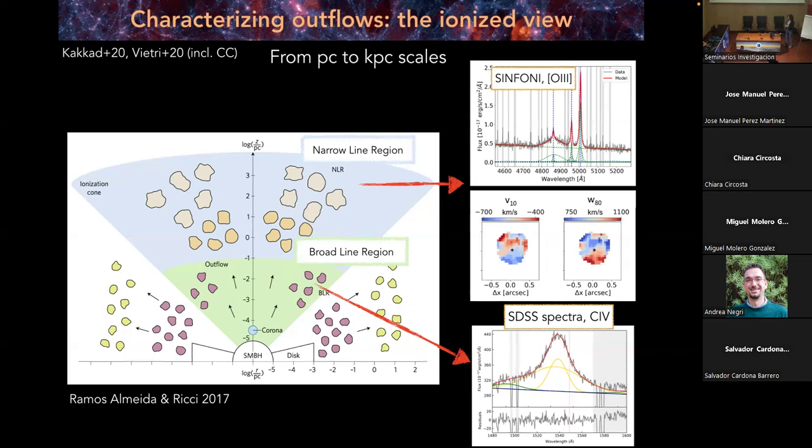And you see here an example of a SINFONI spectrum with the two oxygen-3 lines and H beta, and the outflow map. So this is the velocity of the outflow and the width of the line. And you see, for example, the fastest velocity of the outflows corresponds also to the widest, the broadest width.